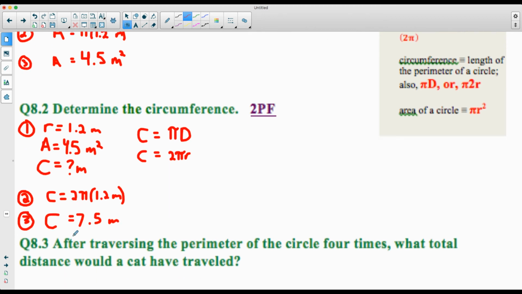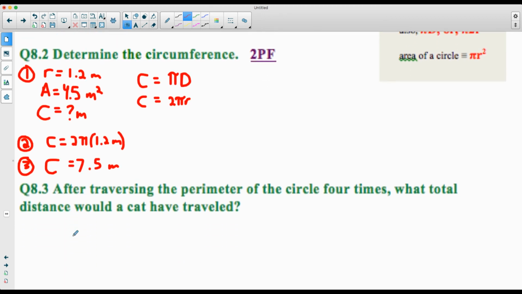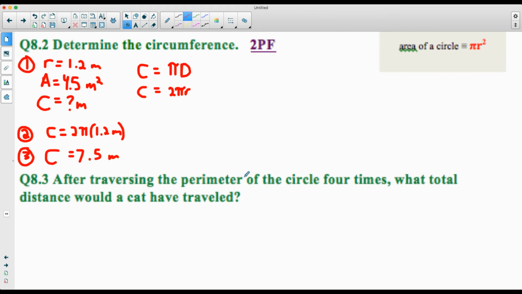There you go. Finally, a question that leans on the circumference. After traversing the perimeter of the circle 4 times, what total distance would a cat have traveled? So here, perimeter, you have to connect with circumference. So really, the given that applies here is that the circumference is 7.5 meters. And the question is asking you for, we can put those other factors in if we want, they're asking you for distance. We write with a lowercase d.